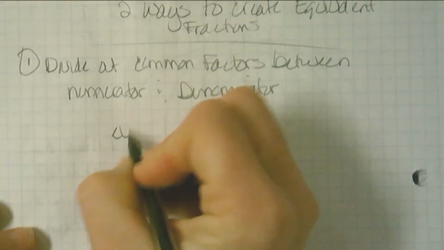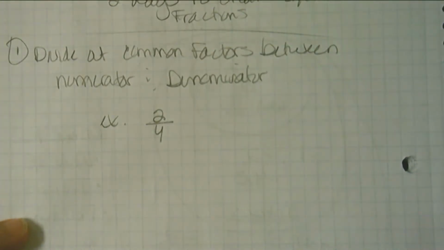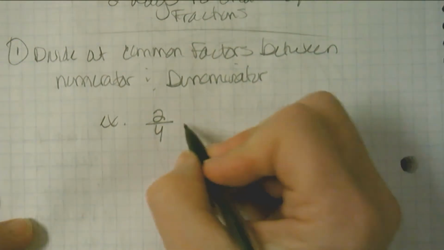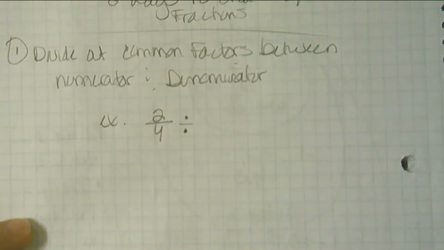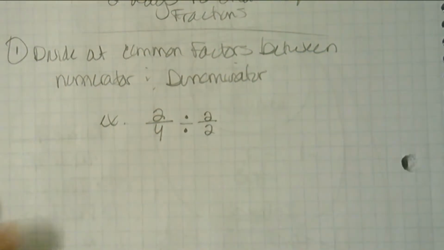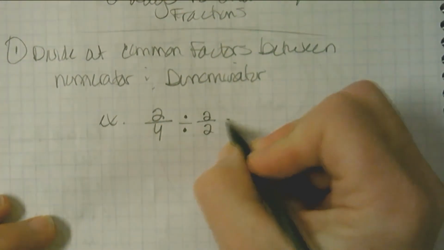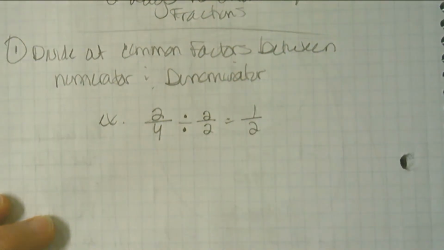So, for example, if I have 2/4, what common factor do 2 and 4 have? Mateo? 2. So I'm going to divide a 2 out of the numerator and a 2 out of the denominator. So I want to see you're dividing by 2 over 2. When I'm done, I have 1/2.